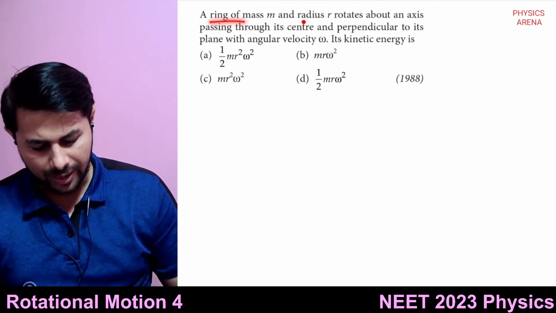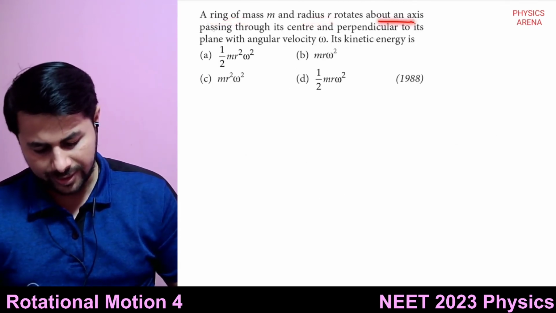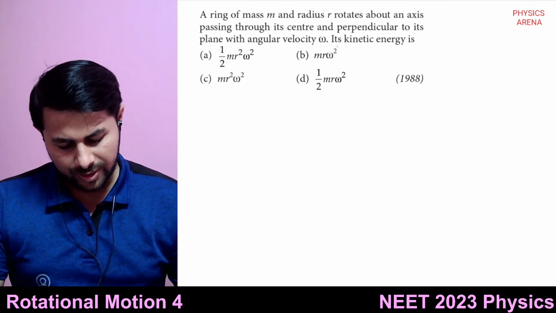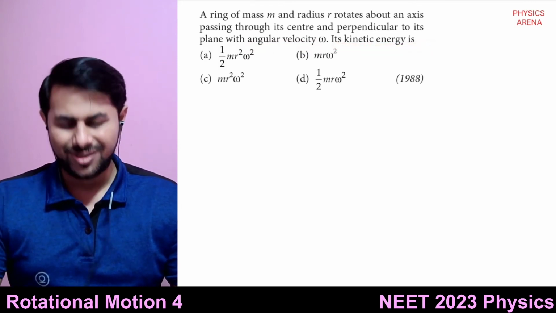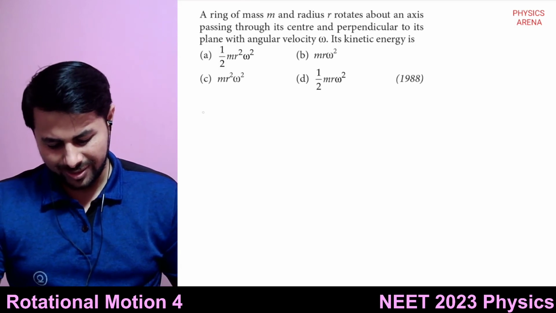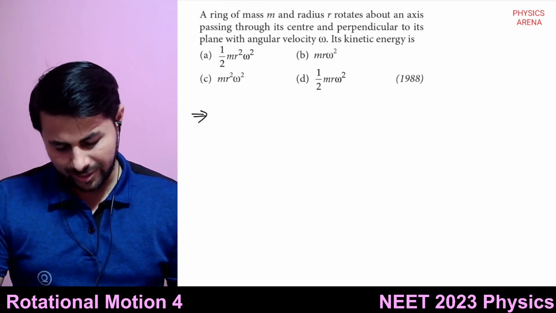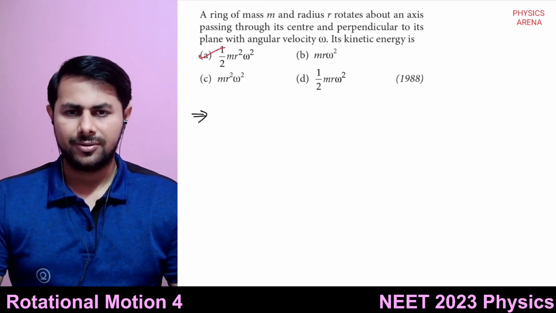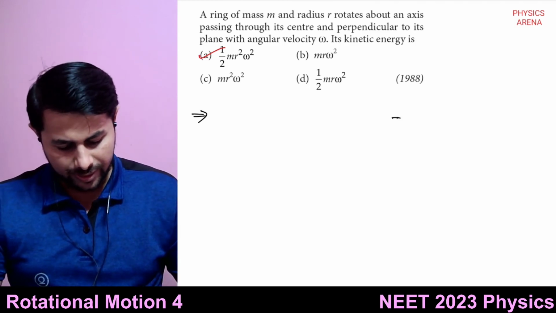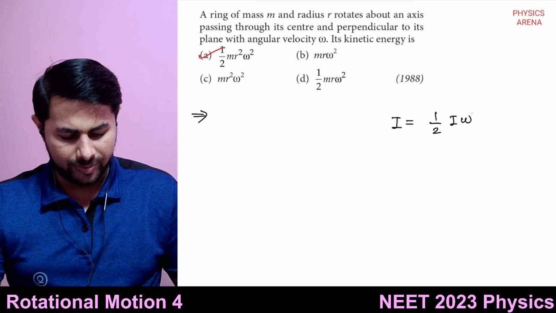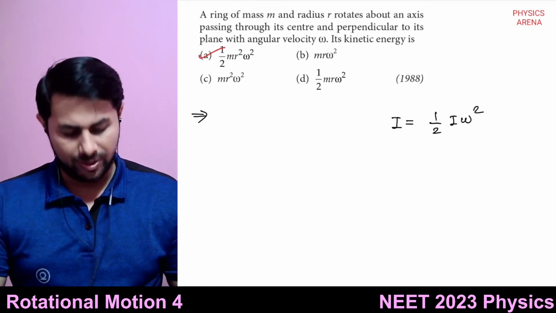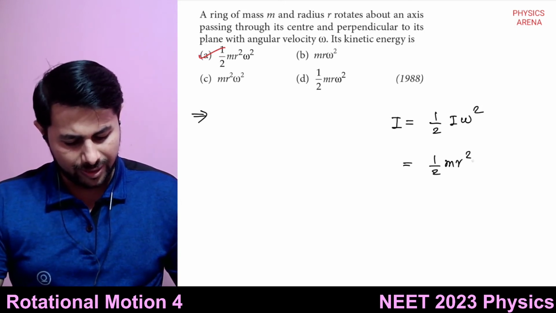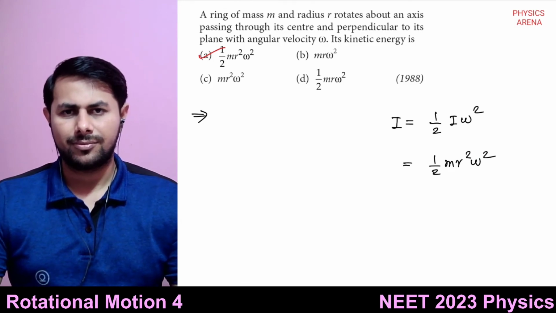A ring of mass m and radius r rotates about an axis passing through its center and perpendicular to its plane with angular velocity omega. Its kinetic energy is? What's the answer? Tell me. Option A, right? Option A is the answer. Yeah, because kinetic energy is half of I into omega square, and for a ring, how much is the moment of inertia? Mr square only. So it's equal to half of mr square multiplied by omega square.